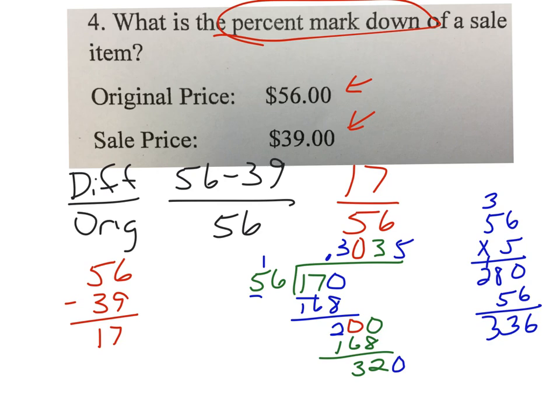Let's get our final answer on the paper of moving that decimal over twice, 1, 2, and that is a 30.4 or 30.35% markdown.